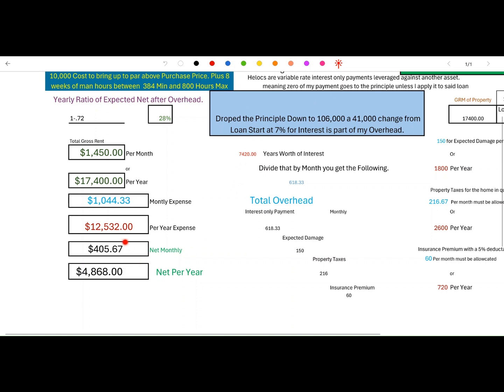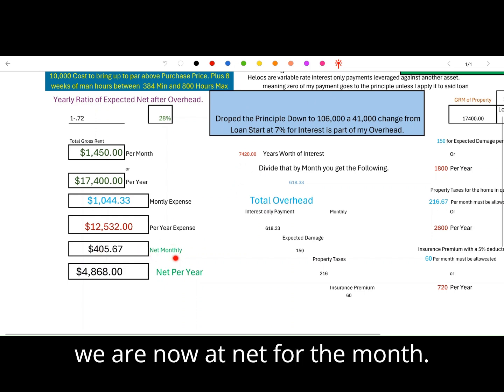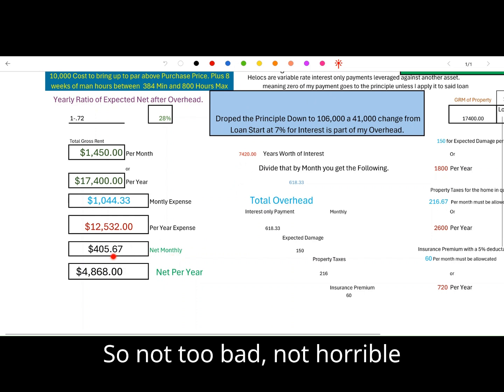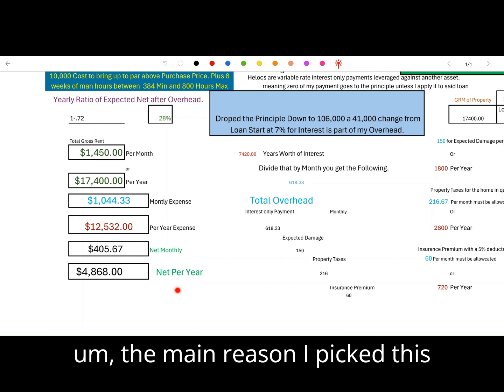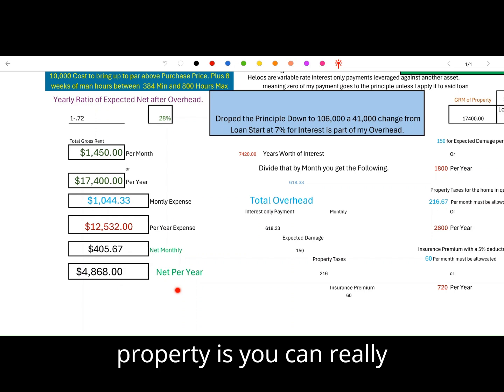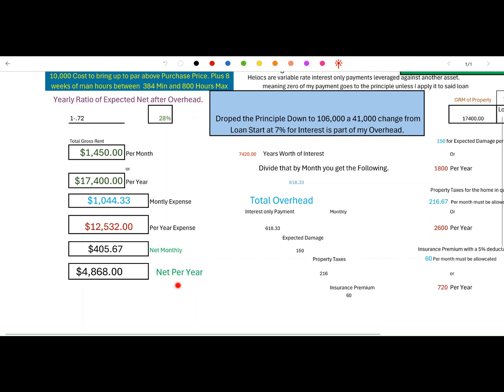So we are now at net for the month. So not too bad, not horrible. 40567. Again, this is everything going well and going as planned. And this comes out to 4,868 for the year. So the main reason I picked this property is you can really see the difference.